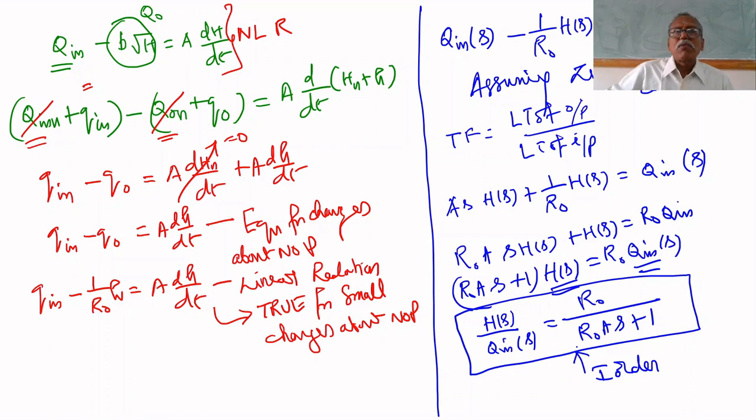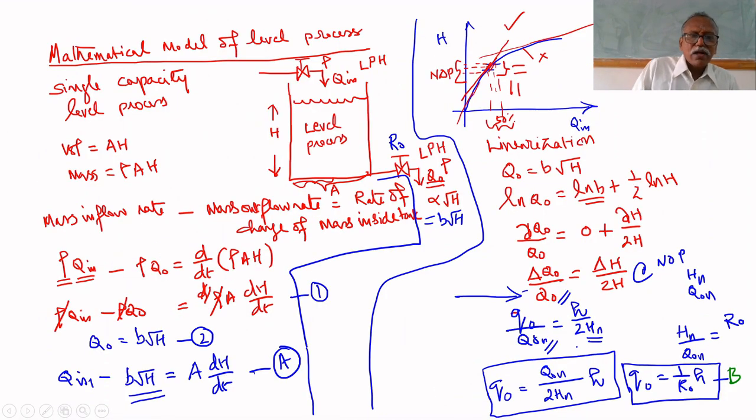So this is the mathematical model of the single capacity level process. Let us see once again. This is the level process. Inflow rate is Q in, so many liters per hour. Outflow rate is Q naught, also liters per hour. That is called the volume flow rate. If you want mass flow rate in kg per hour, you have to multiply by density rho, the density of that liquid. We are assuming the density of the liquid entering and leaving is equal, so inside also the same density rho.